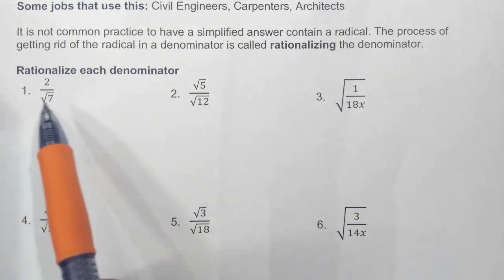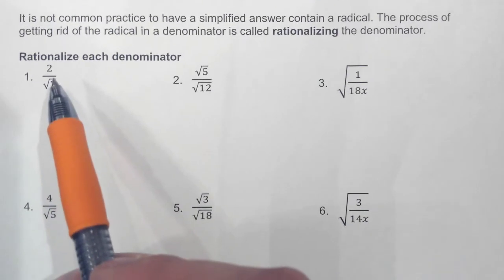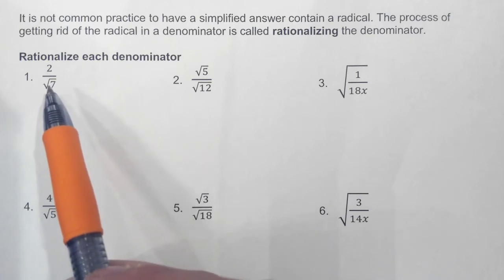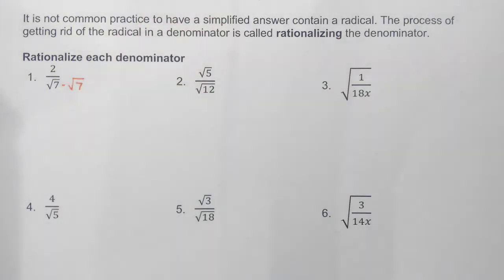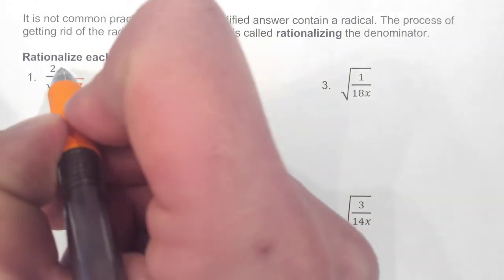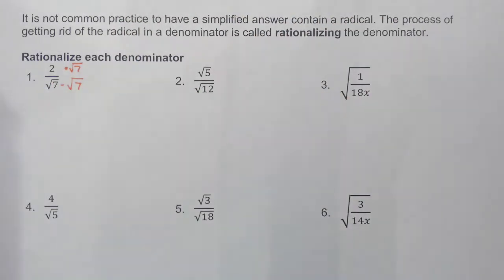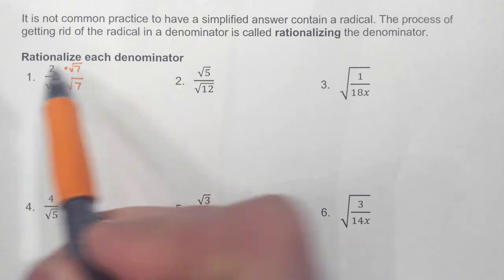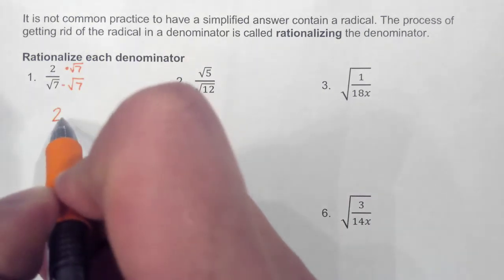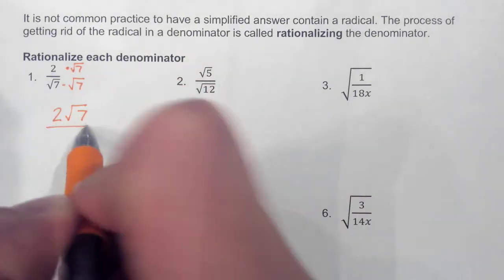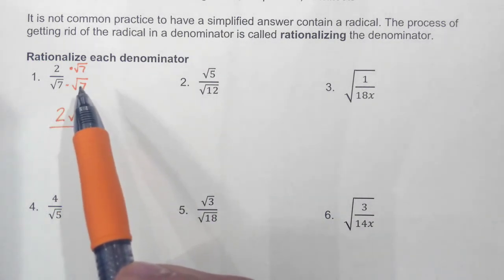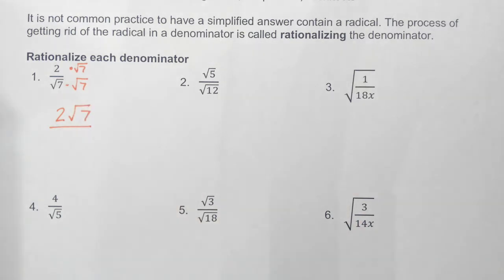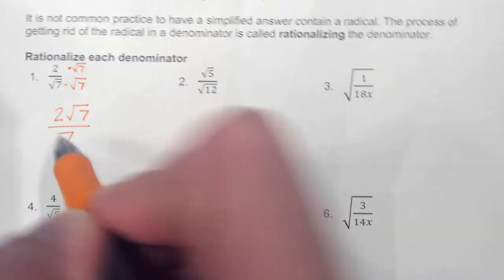If you're looking at example 1, it's very, very easy to rationalize. To get rid of the square root of 7, you multiply the bottom by the square root of 7. Whatever you do to the bottom of a fraction, you have to do to the top as well. So on top, we have 2 times the square root of 7, which is 2 square roots of 7. On bottom, we have the square root of 7 times the square root of 7, which is the square root of 49. But the square root of 49 is just 7.